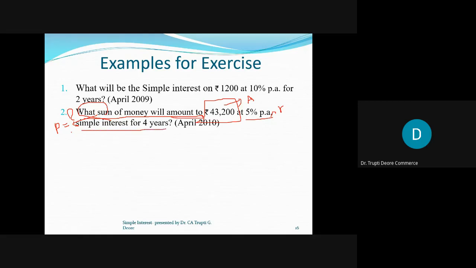Simple interest and for 4 years, so n is equal to 4 years. Okay, so we have the value of A 43,200, value of R 5%, n is equal to 4 years, and we have to find out P. For this we use the formula of A, that is A is equal to P into bracket 1 plus Rn upon 100, bracket complete. So you just have to put these values in the sum and you will get the answer for P. Just try.